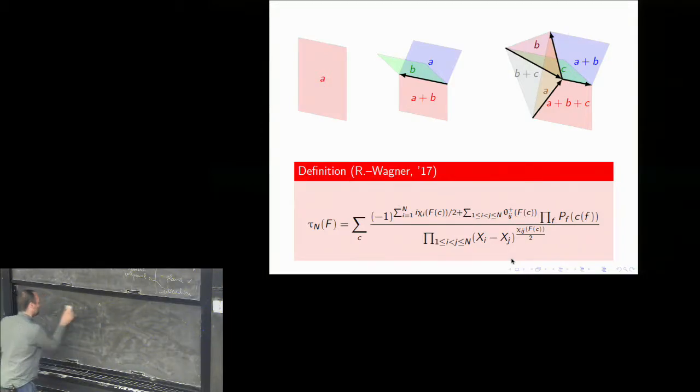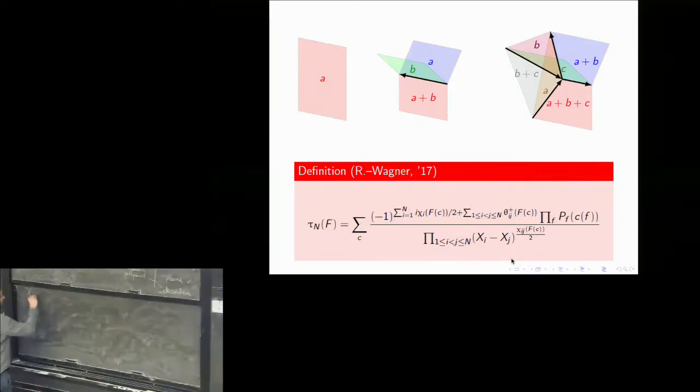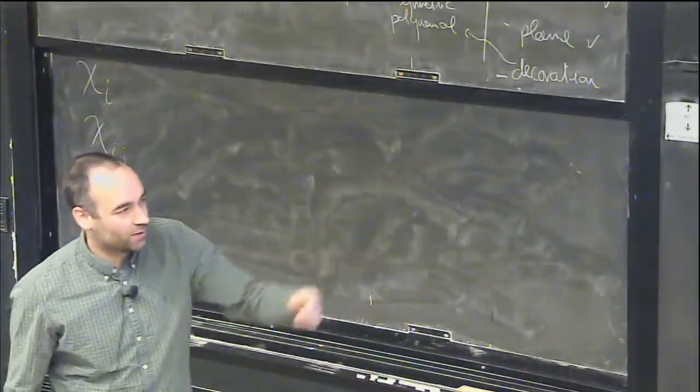A priori, it can be arbitrarily large, but we'll see that. Maybe we'll not see that, but in fact, if the labels are bigger than n, the foam you will see will be considered as being trivial. Then the foam itself is like zero, in some sense. Okay, so I want to explain to you what chi i is, what chi ij is, and what theta plus ij is.